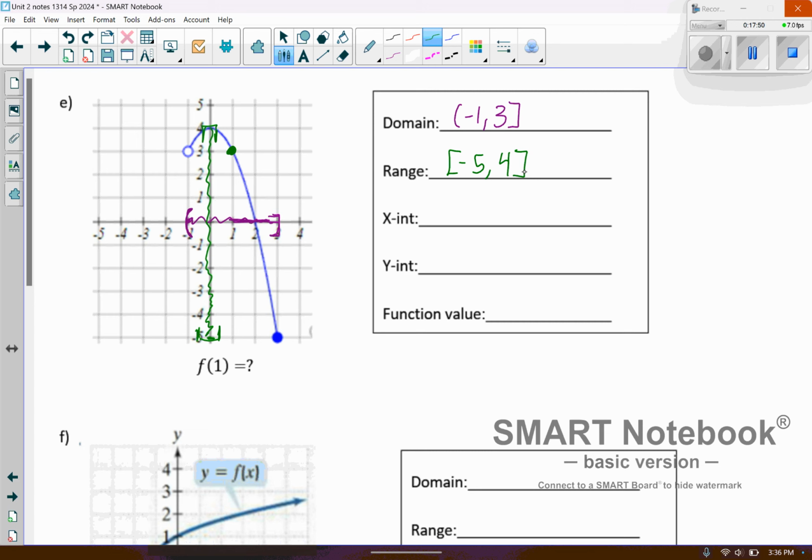And then just be careful. You always want to put the smallest value first. That's why we go from bottom to top, and for domains from left to right. X-intercept, I have one right there at 2. So at (2, 0). And then my y-intercept is going to be at (0, 4). And then our function value, f of 1, I actually already have that highlighted up here. F of 1 is going to be paired up with 3 right there.